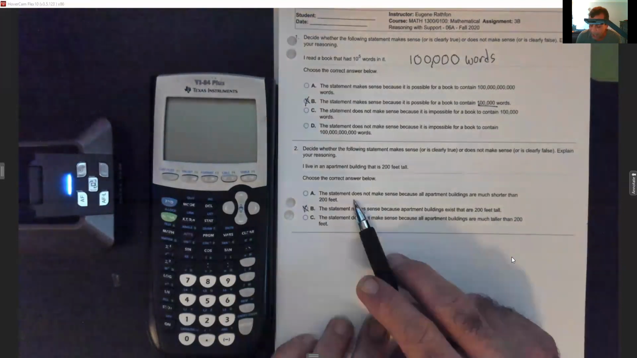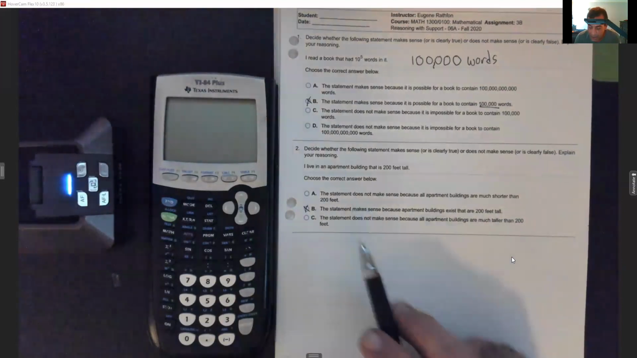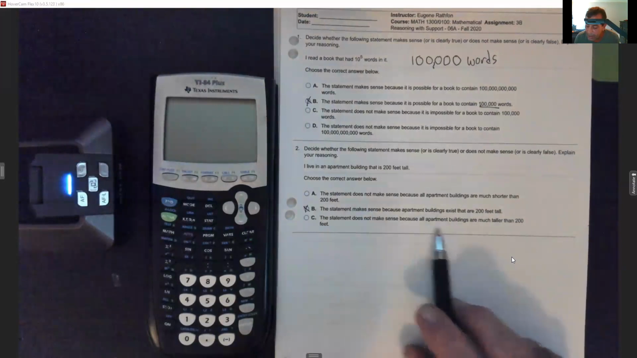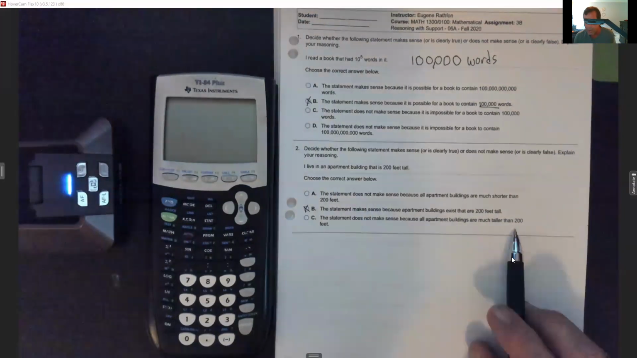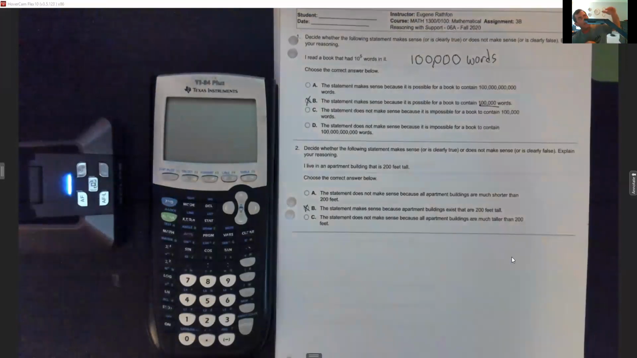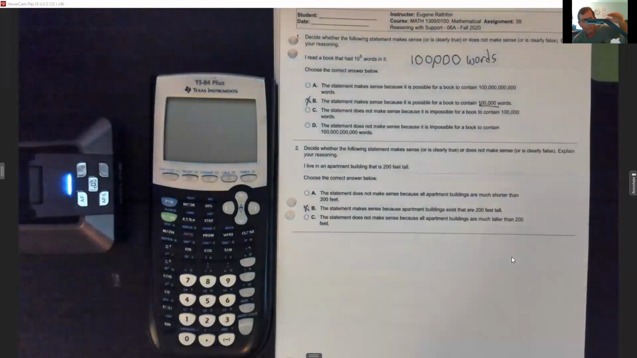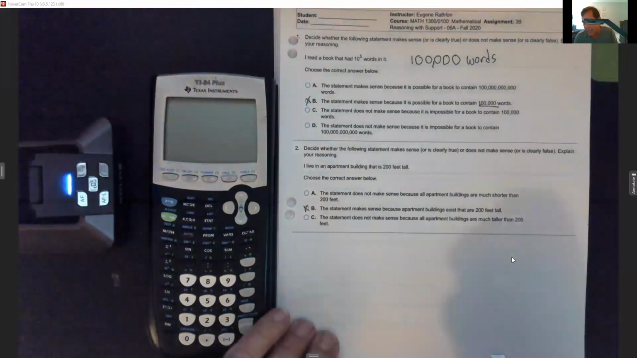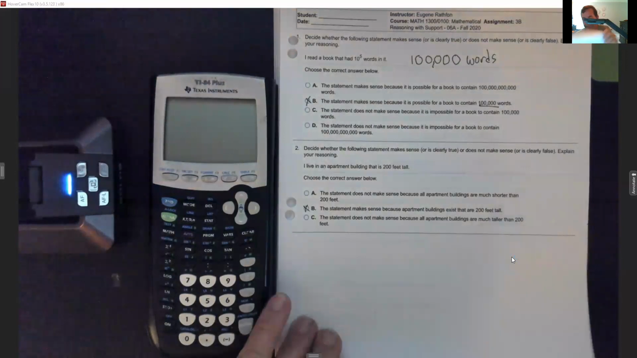And then that says, no, because you can't have none that big. And this one says it doesn't make sense because they're much taller than 200 feet. Well, not all of them. Some can be shorter. Depends on the floors. But I think it's around 10 feet a floor, I would guess. Maybe a little more. Okay? So, yeah, I said it made sense because I could see one being about 200 feet.